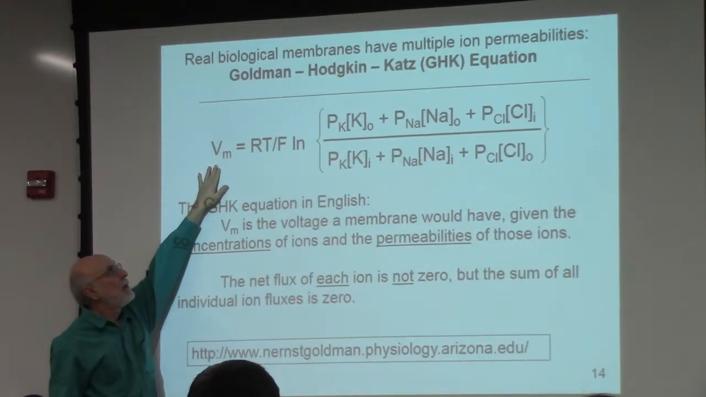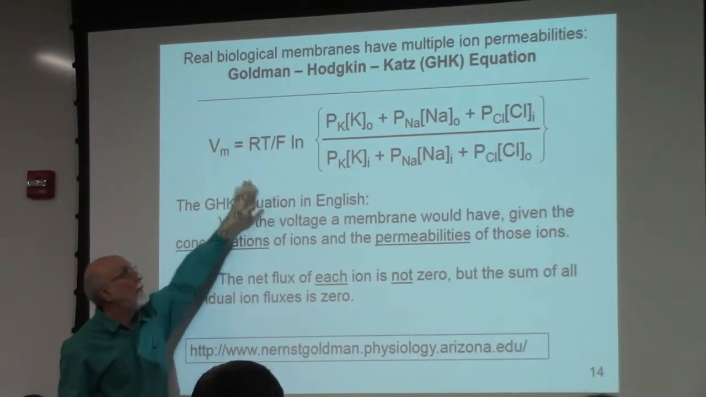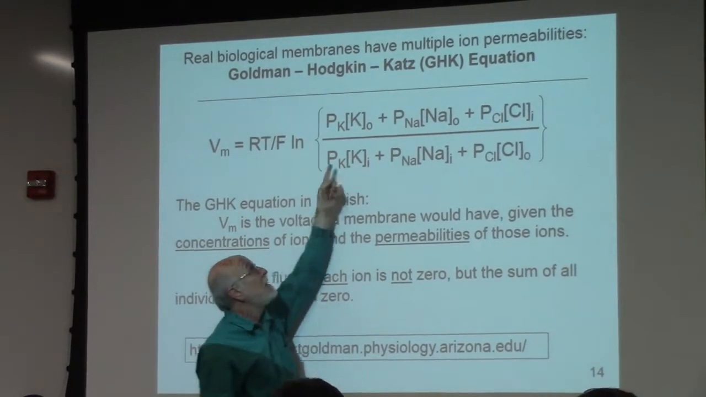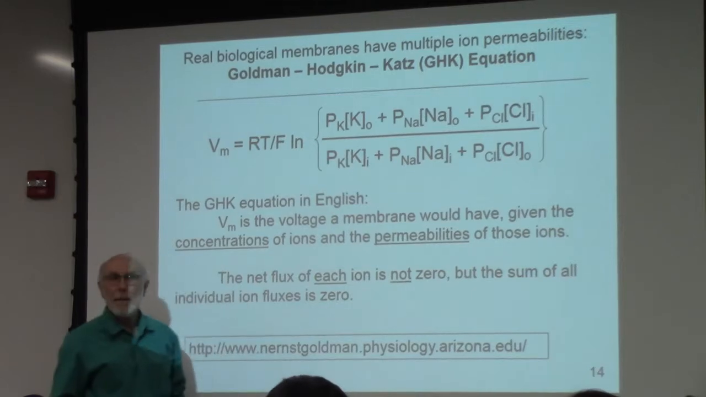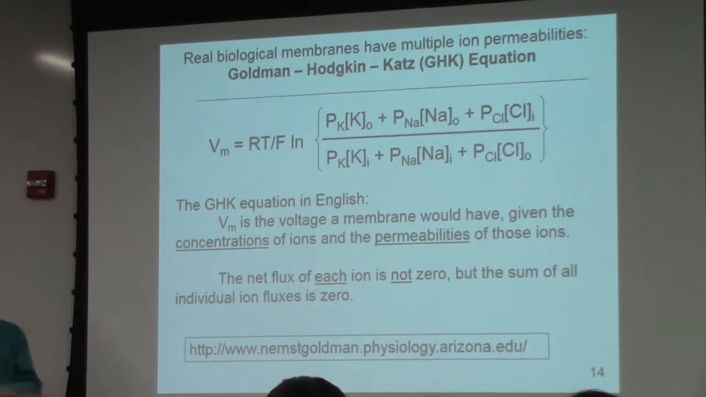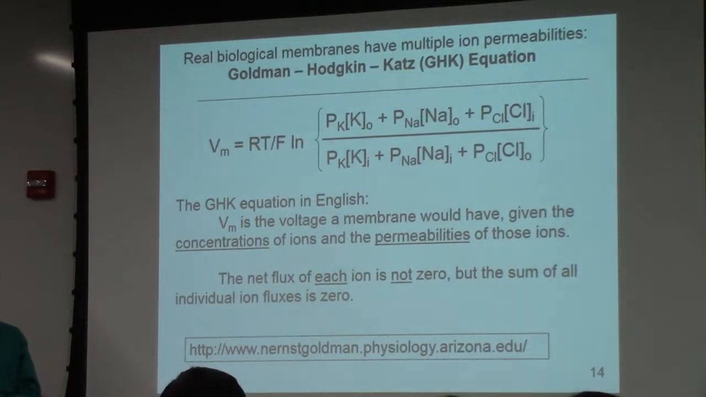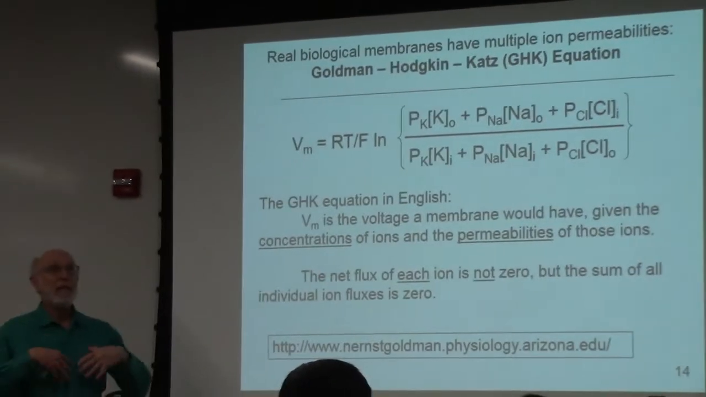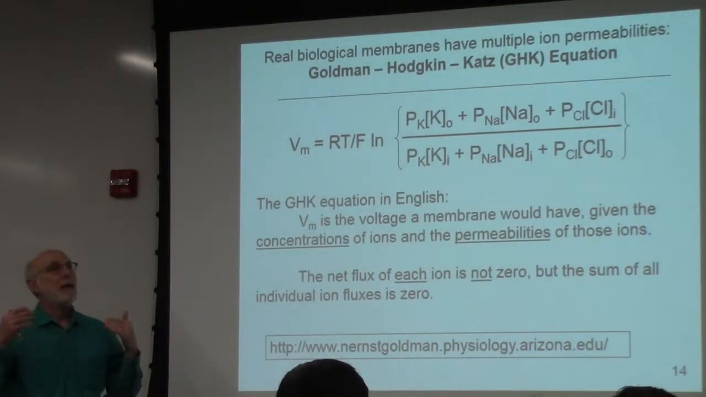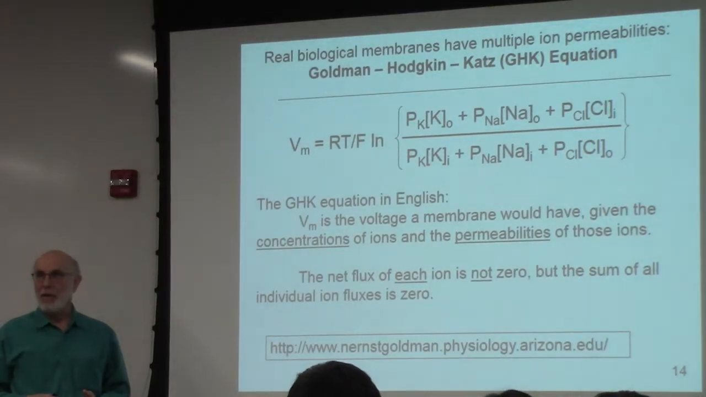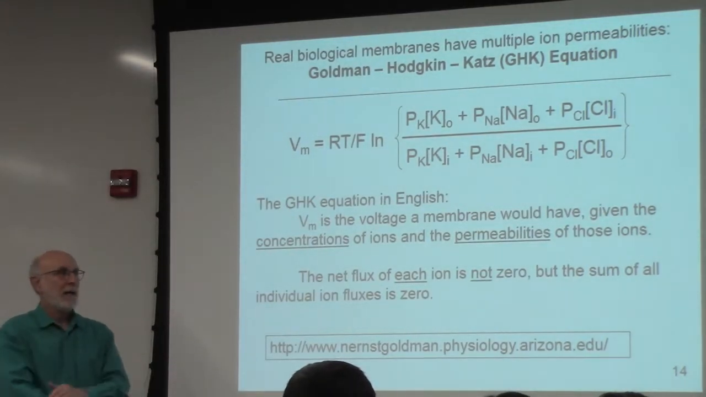This is the voltage that the membrane would have given these concentrations of these ions and these permeabilities of these ions. How do we get permeability biologically? Channels. We're going to assume that the lipid bilayer is impermeable. And if we put in potassium channels, we put in potassium permeability. If we put in sodium channels, we put in sodium permeability.